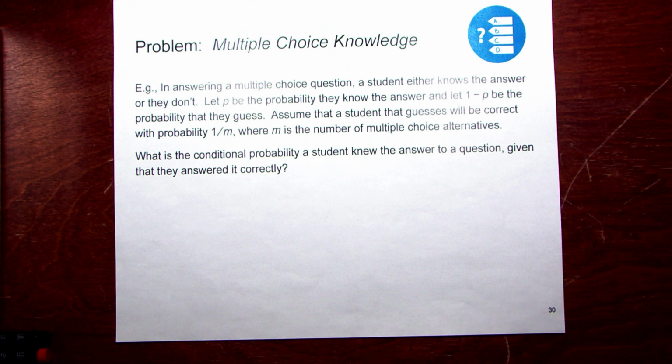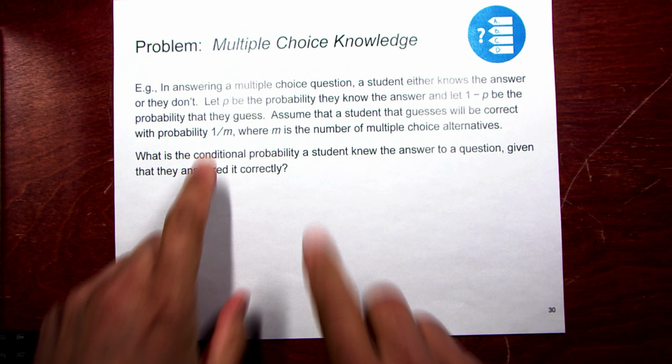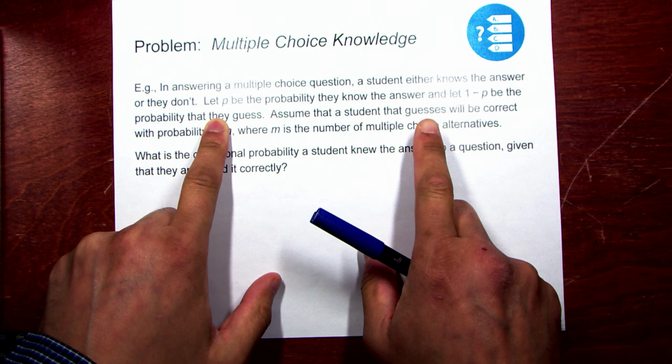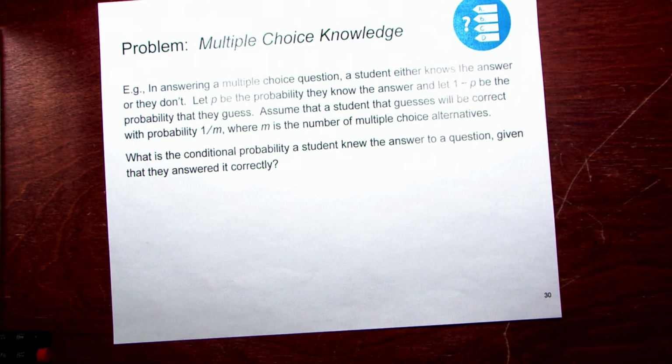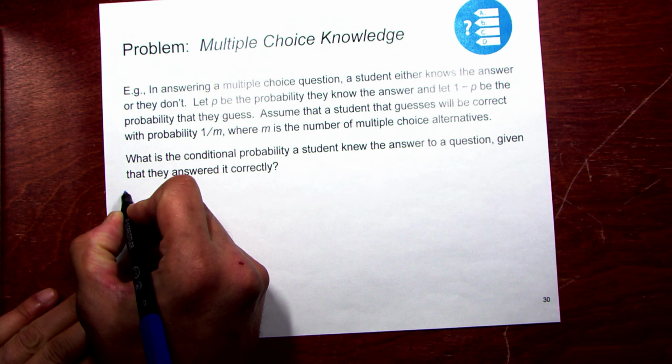What's the conditional probability that a student knew an answer given that they answered the question correctly? Notice that this is the opposite of what's given in the question. If the student knows the answer, they're going to answer it correctly. That's definitely true. But if they answer it correctly, what's the chance that they actually knew the answer? This is ripe for using Bayes' theorem.